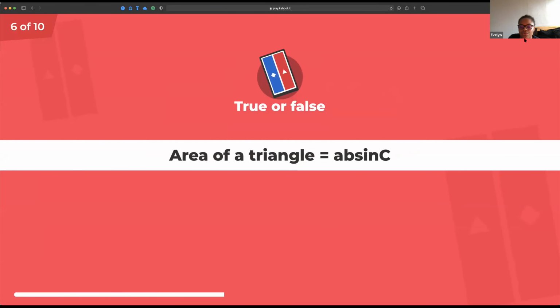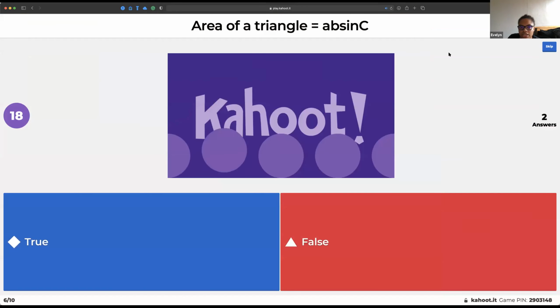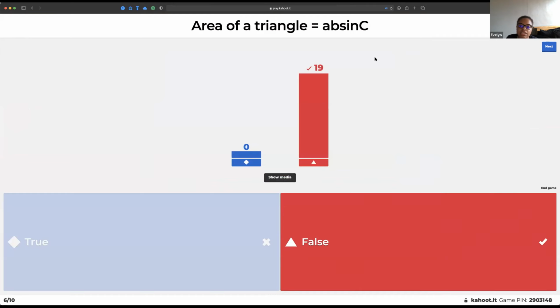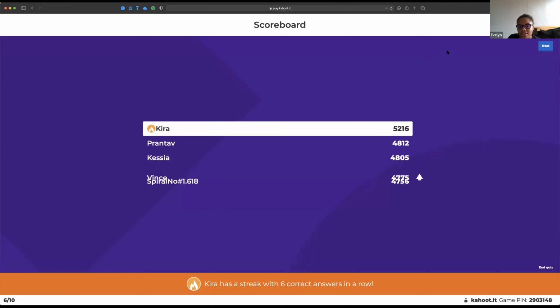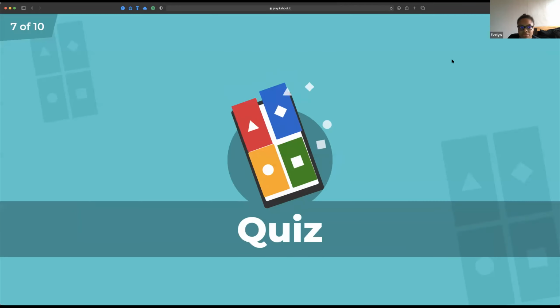True or false? The area of a triangle is equal to AB sine C? Brilliant. It is false. It's a half AB sine C. It's not AB sine C. So always remember to multiply it by a half. It is very important. Brilliant. Well done to the top 5.